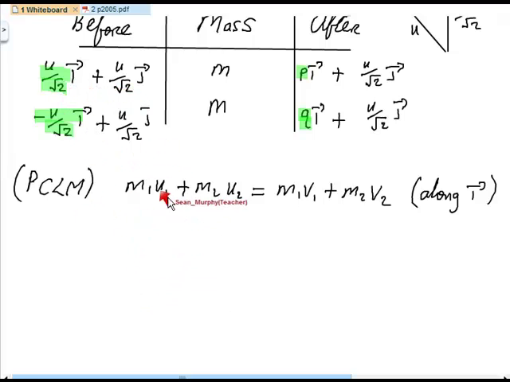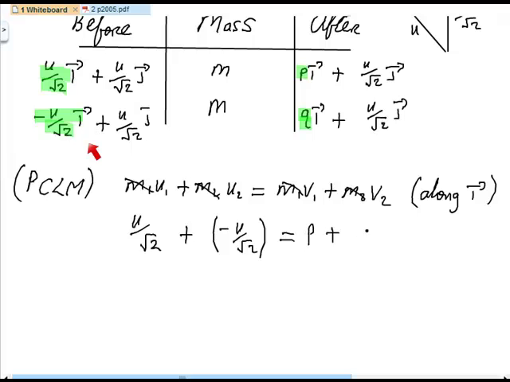Now, the masses are the same before and after, m and m, so we can just cancel all the m's straight away in this particular question. So u1 is u over root 2 plus u2. Again, be careful, these are all vectors. It's a minus, minus u over root 2, is equal to v1, which is p, plus v2, which is q. These cancel nicely with naught on the left hand side of the equation. Naught is equal to p plus q. And this is your first of two simultaneous equations. We label it number 1.